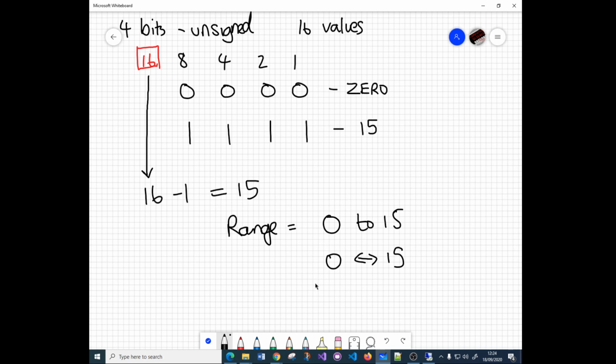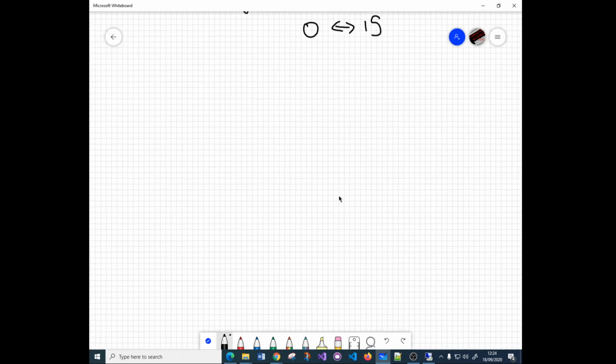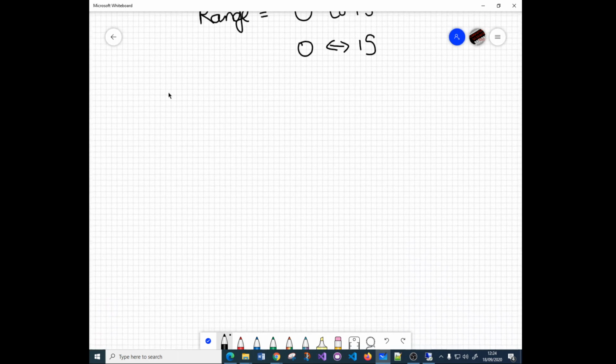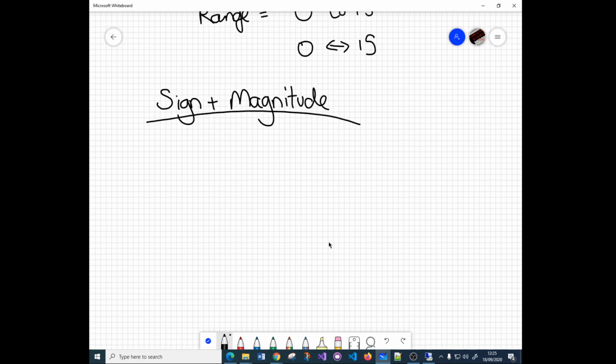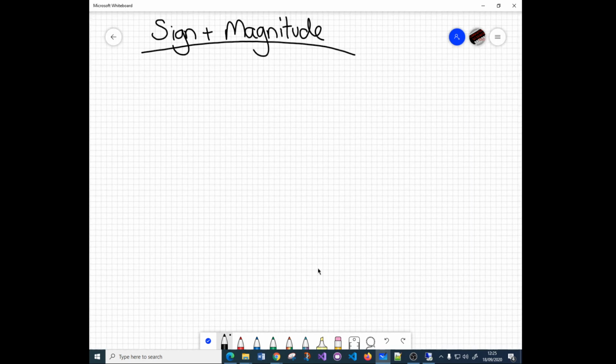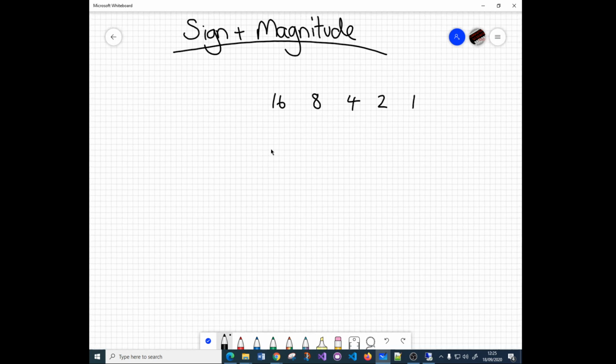Let's have a look at these other 2 though. 2's complement and sign of magnitude. So let's do sign of magnitude first. Sign of magnitude. Mimicking how humans write it. So we literally have a sign and an amount. I'm going to do 8 bits.